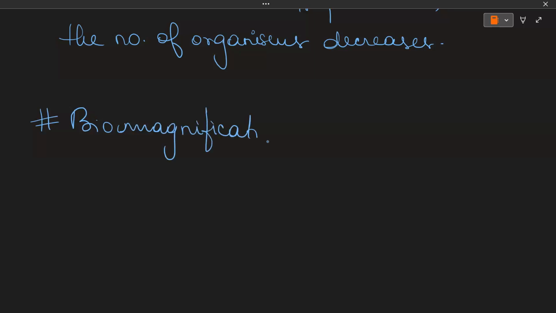Biomagnification. Now, let us see what this particular phenomenon says. You remember we discussed the non-biodegradable substances? And I said that they cannot be decomposed at a very fast rate. They persist in the environment for a really long time, right? For example, plastic.